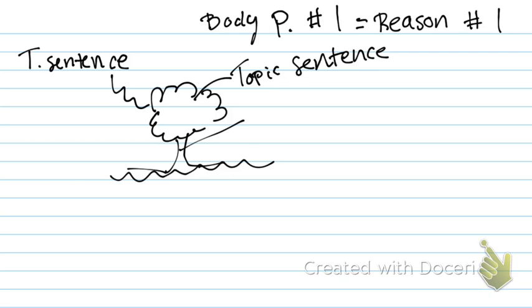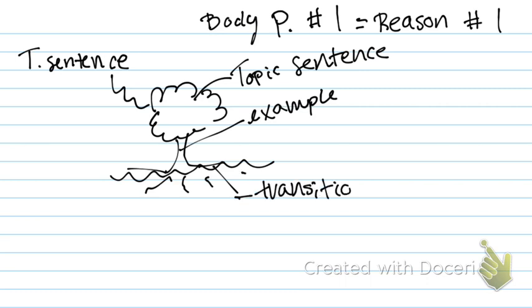Your trunk is going to be your example. Okay, so that's what you have your paragraph to stand up on. And then the roots, what's down below, that's going to be your transition sentence. How are you going to make it all work together and then flow to the next paragraph? Okay, so the topic sentence is really what dresses the whole thing up. It gives us an idea of what we're going to say.